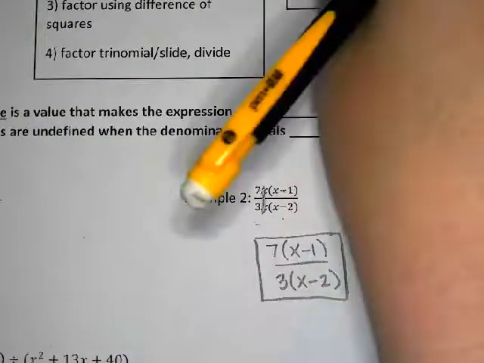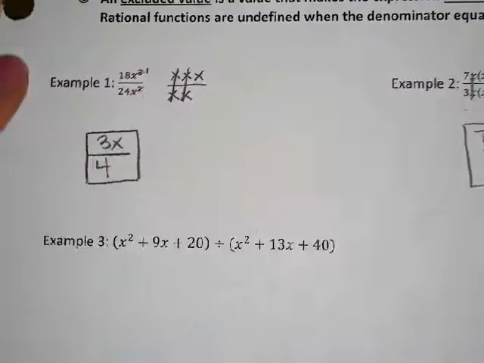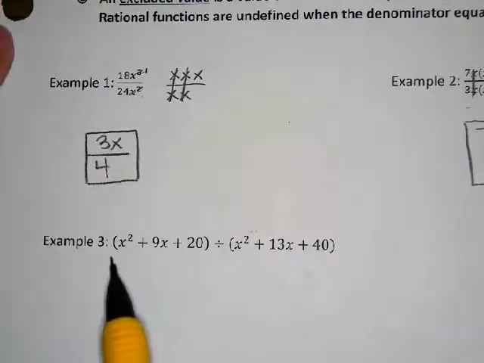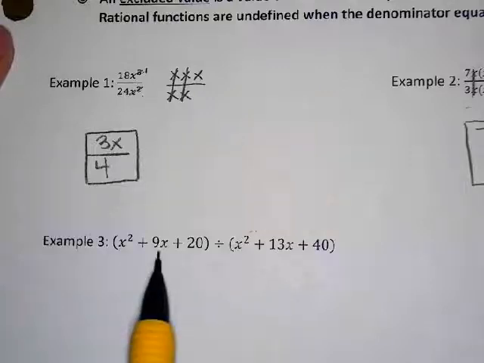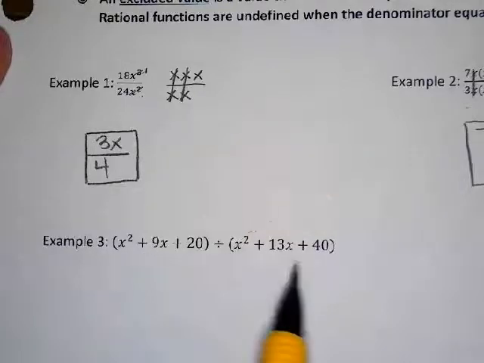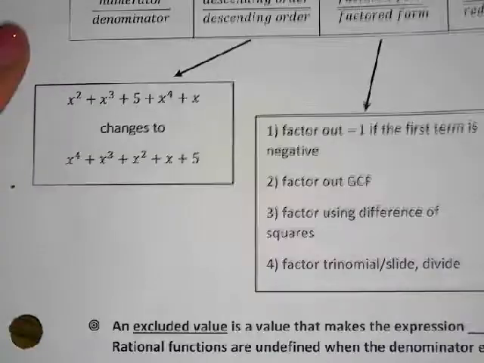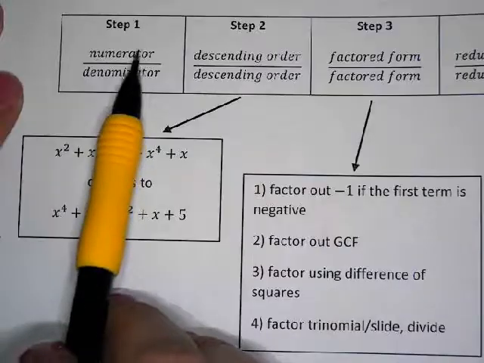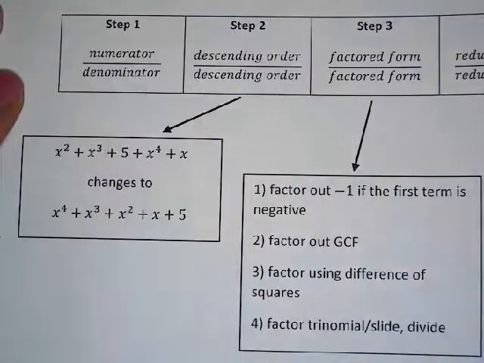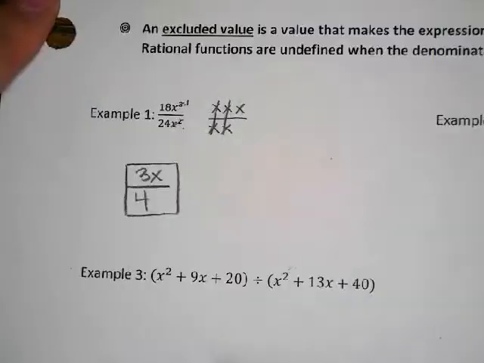Okay, so let's look at the next one. This is the one where we really actually have to do some work. If we look at example 3, I can see that it's written as an actual division problem. They haven't written it as a fraction yet. So we have to go to step 1. We have to write this as a numerator over a denominator. So I'm going to write this as a fraction.